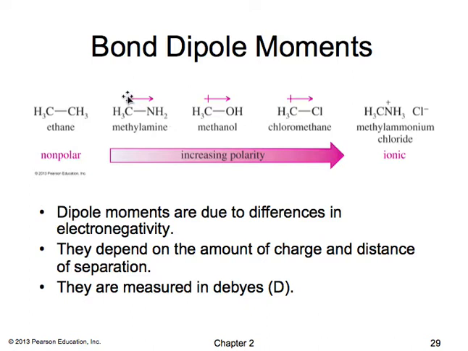and show dipole moments in which it's going to the more electronegative atom, in this case nitrogen, oxygen, and chlorine. And as you increase in polarity, it's going here. And if you completely increase polarity, you can get to ionic bonds. Dipole moments are due to differences in electronegativity, as we've seen in the previous chapter. They depend on the amount of charge and distance of separation, and they're measured in debye.